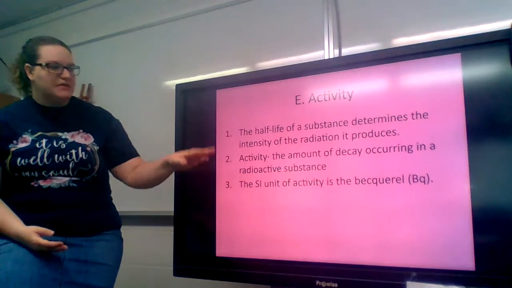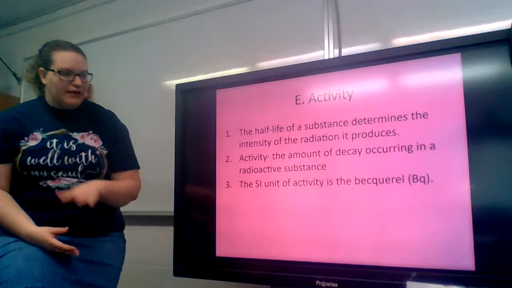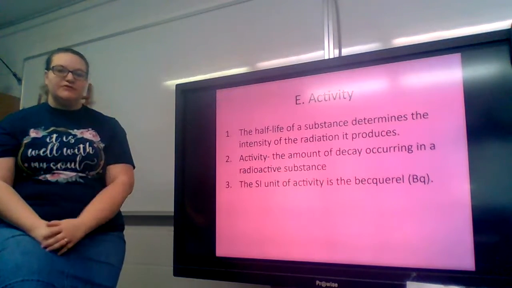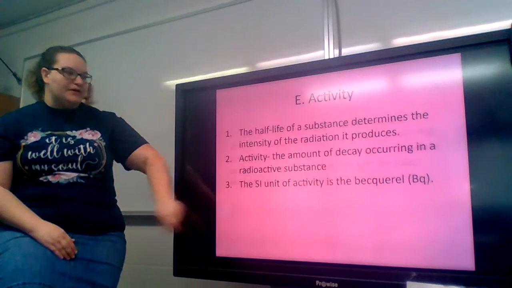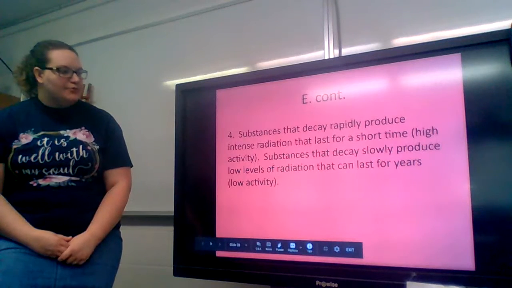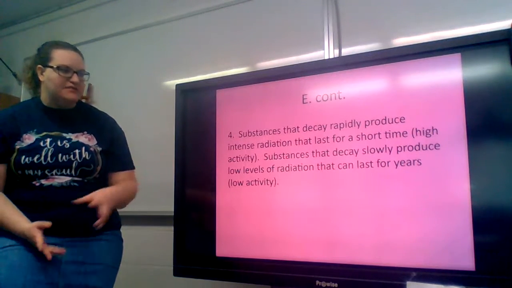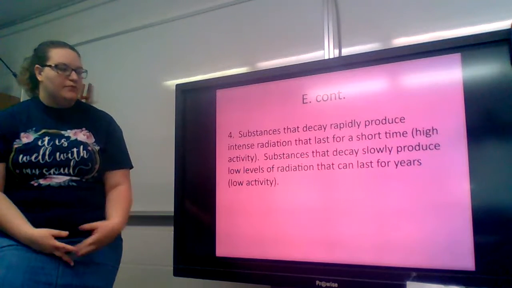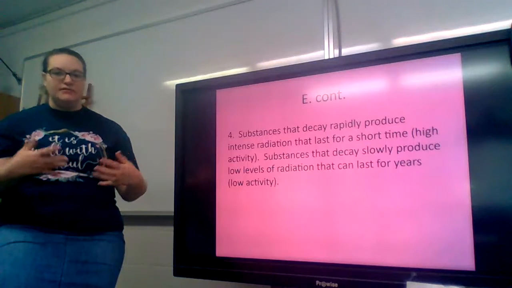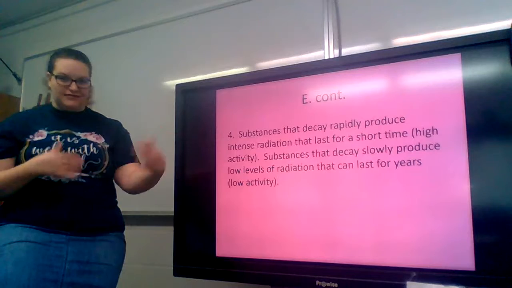So activity is the amount of decay occurring in a radioactive substance. The SI unit for activity is the becquerel, Bq. You can read that in your textbook if you want to know why it is that way. I'm not going to take the time to go through all of it. Substances that decay rapidly produce intense radiation that lasts for a short time, or high activity. Substances that decay slowly produce low levels of radiation that can last for years, or low activity. Low activity is much less dangerous than high activity.